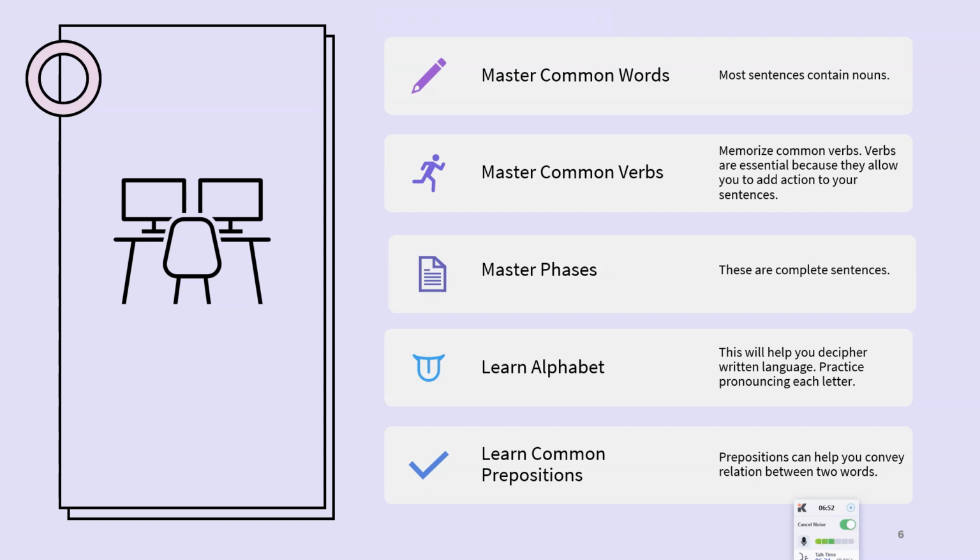Common verbs are like to be, drinking, walking. All of these are common verbs that are essential to a sentence, and we mostly use them in a sentence as well. And then master phrases. Phrases are complete sentences. So for example, how old are you? Or what is your name? These are common complete sentences that you should have in your arsenal, and they can help you communicate with locals.